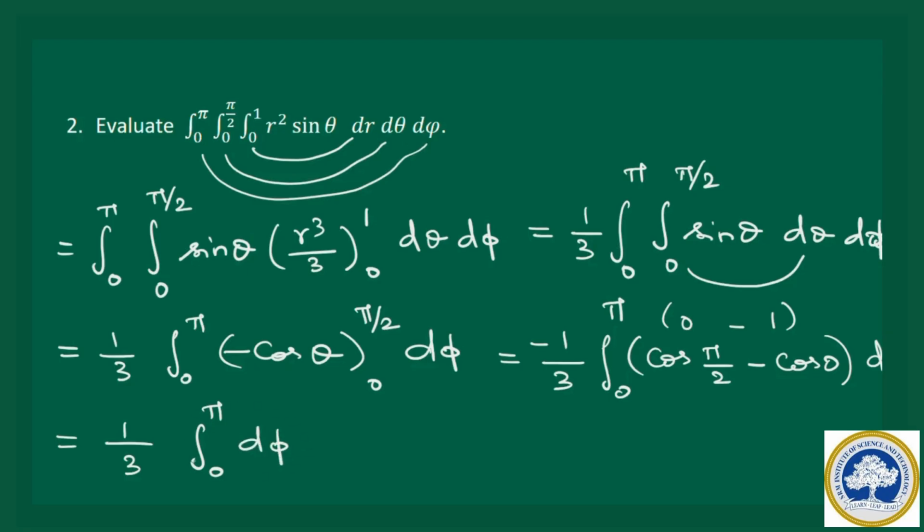So this is very simple. Generally, integral dx is x. Similarly, integral d phi is phi. So we can write it as 1 by 3 into phi over the limit 0 to pi. Now upper limit minus lower limit: pi minus 0 is pi. So the final answer is pi by 3.